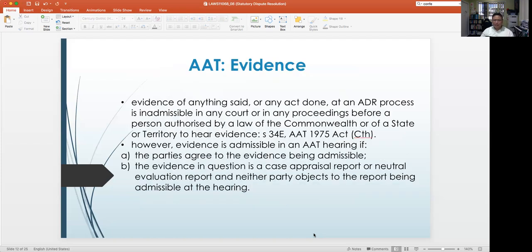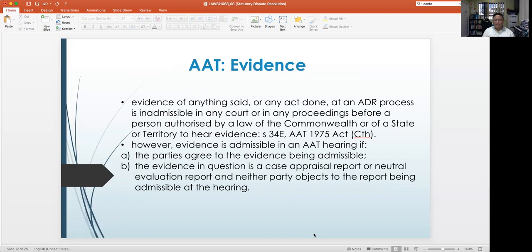Now, moving on. In terms of evidence, the rule under Section 34E of the AAT Act of 1975 is that any evidence of anything said or any act done at an ADR process is inadmissible in any court or in any proceedings before a person authorized by a law of the Commonwealth or of a state or territory to hear evidence. So that means it applies to the AAT. Evidence of anything said or any act done at an ADR process is also inadmissible in the AAT, because the AAT is governed by the law of the Commonwealth.